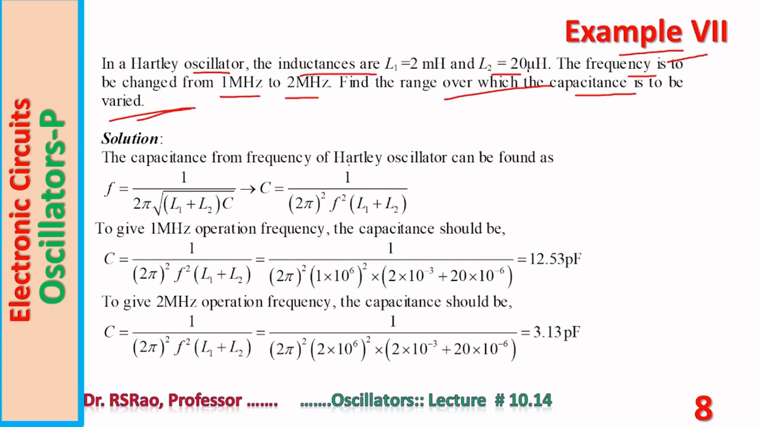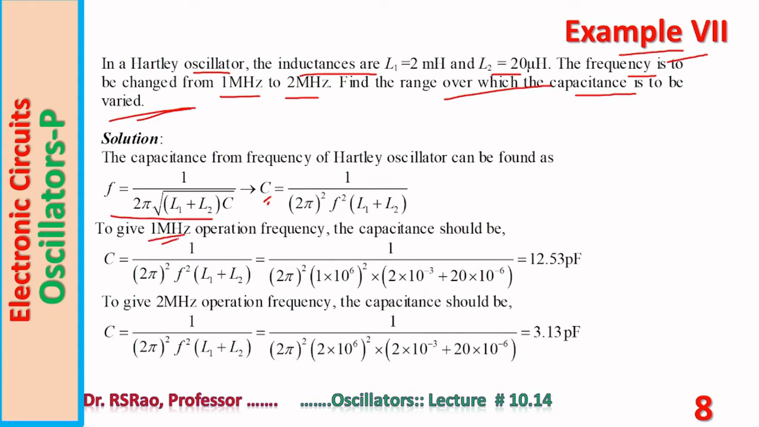The frequency and capacitance in the Hartley oscillator, these two are related through F equal to 1 by 2 pi root L1 plus L2 C. Notice this L1 plus L2 C is under square root. From this, C can be found as equal to 1 by 2 pi whole square F square L1 plus L2.